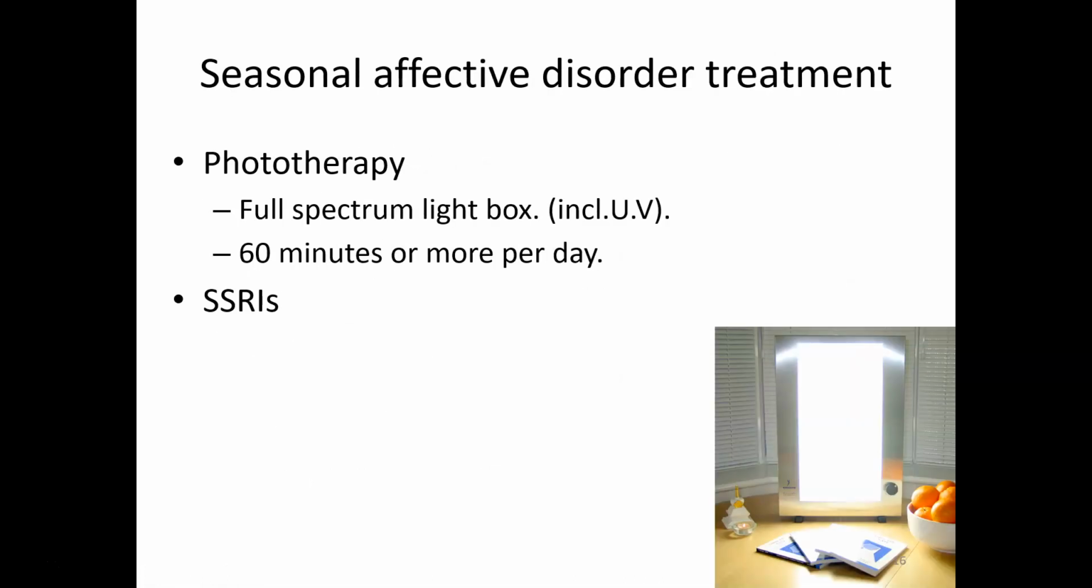Well, one of the things that we can do is phototherapy, so light therapy. People who are struggling with seasonal affective disorder may be given a light box like the kind you see here that shows full spectrums of light, including ultraviolet light, and they have to sit in front of this for about 60 minutes or more per day. SSRIs, selective serotonin reuptake inhibitors, which are pretty common antidepressants, may also be recommended.